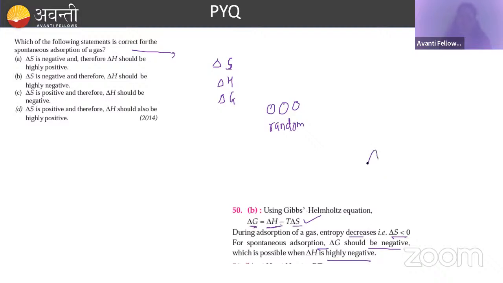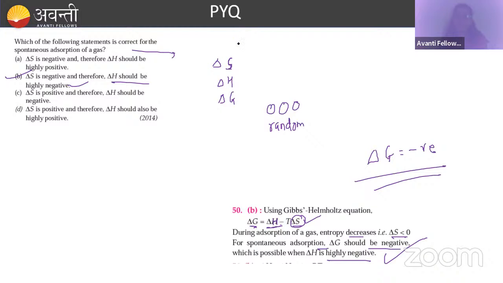हम लोगों को क्या चाहिए? डेल्टा G नेगेटिव चाहिए ना. अगर डेल्टा S नेगेटिव हो गया तो ये नेगेटिव हो जाएगा पॉजिटिव. तो ये डेल्टा H का वैल्यू क्या होना चाहिए हमारे पास? It should be highly negative होना चाहिए. So what is the correct answer here? ABCD. So delta S is negative and therefore delta H should be highly negative. Then only we will get delta G as a negative quantity, right?